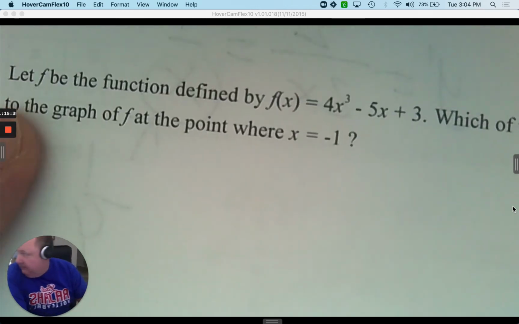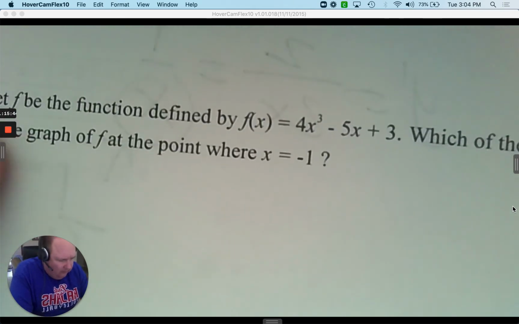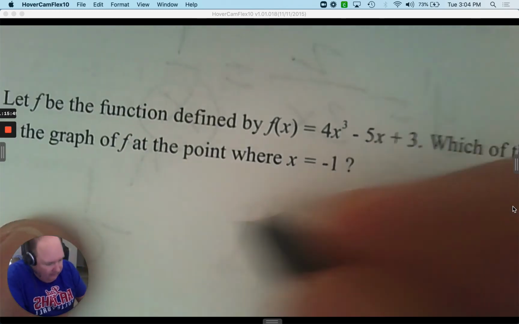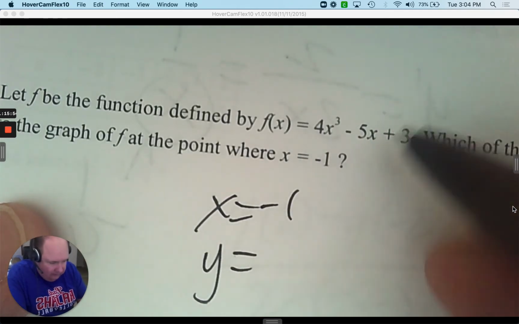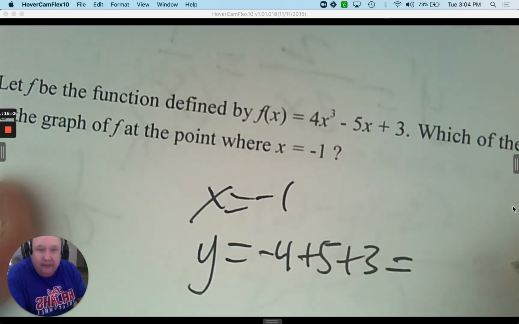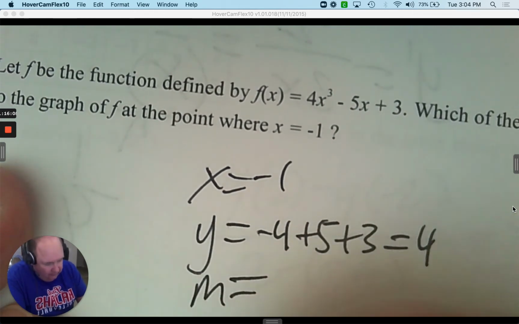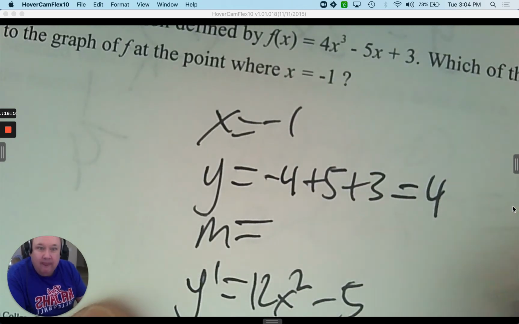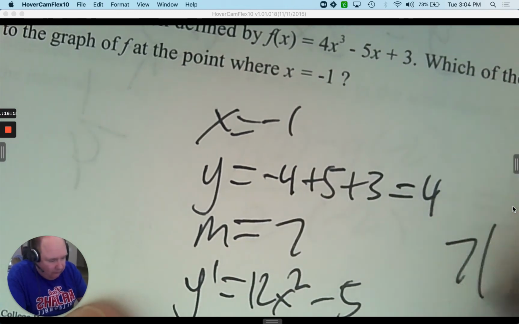So let f be the function, defined that way. Which of the following is an equation of line tangent to negative 1? So x is negative 1. The y value, plug in negative 1 for x, and I get negative 4 plus 5 plus 3 using negative 1. So that answer is 4. And then I need to know the slope. So I'm going to take the derivative. That's 12x squared minus 5. Again, use negative 1, and I get 12 take away 5, which is 7. So the slope is 7.